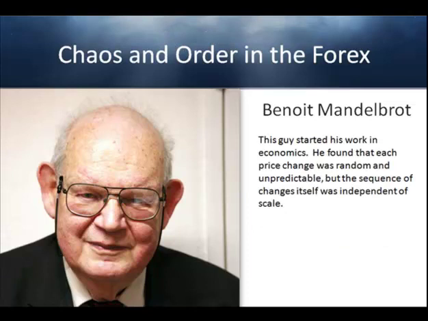So this guy started his work, obviously, in economics and found that each price change was random and unpredictable, but the sequence of changes itself was independent of scale. Okay, so in other words, the degree of variation remained consistent no matter what happened in the world. A war, an earthquake, it didn't matter because it was all within chaos, and within chaos there's order. And we're going to look into that. You can kind of hold on to that line because we're going to look at a chart soon. I'll show you exactly what that means.